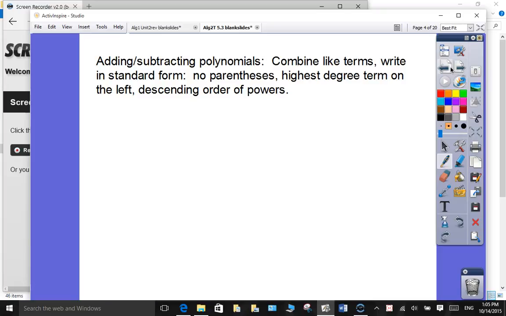Right? So if it's a quintic, x to the fifth, and then x to the fourth, and then x to the third, and then x squared. In order, always. And the adding and subtracting of polynomials, I mean, it's just combining like terms. That's all you're doing.